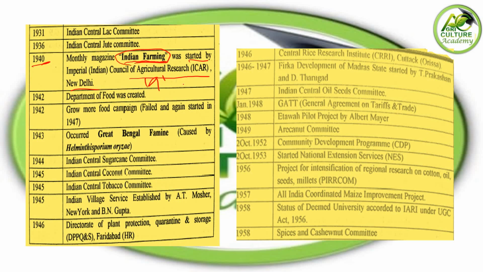When did this happen? 1940. Then the Department of Food was created in the year 1942. The Grow More Food campaign failed and was started again in 1947, but previously it started in 1942. In 1943 occurred the Great Bengal famine, caused due to Helminthosporium. This is also an important question: Great Bengal famine caused by.